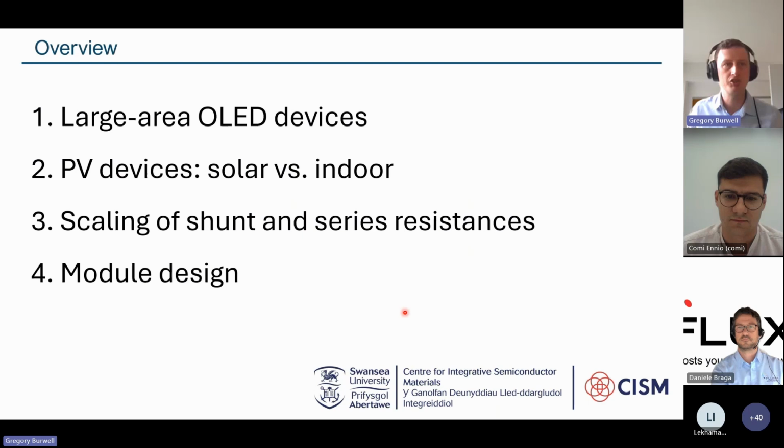So some of the things I want to talk about, first of all, a little bit of our work on large area OLED devices. And as a result of one of our program grants around photovoltaics, looking at some different applications of PV, and I'd like to highlight some of the differences of solar PV versus indoor PV, and how that relates to the scaling of the shunt and series resistances, and then a little bit about how we might learn some lessons about module design for different applications.